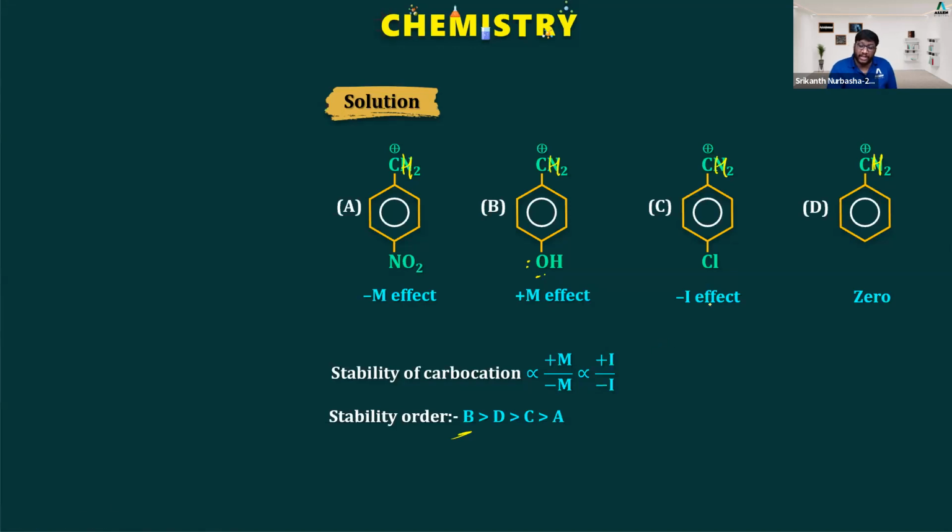Chlorine withdraws the electron density by inductive effect, but NO2 withdraws the electron density by resonance. So withdrawing of electron density is highest in A. So A is going to be least. So B, D, C, A. This is the right order.